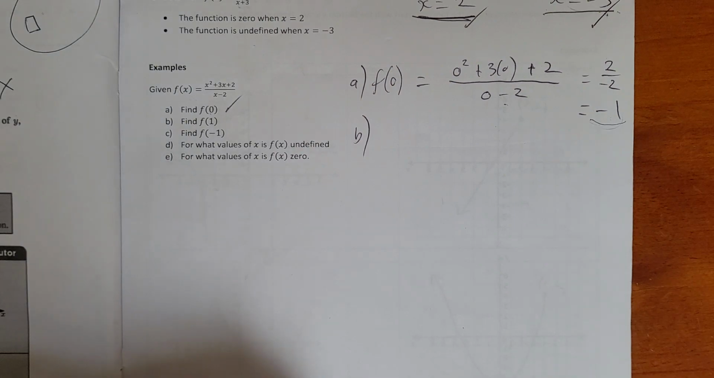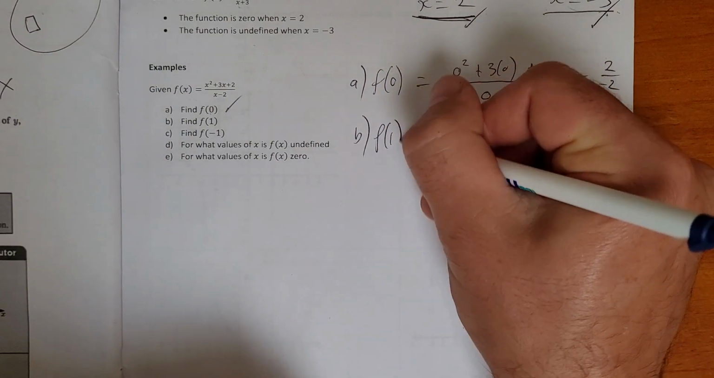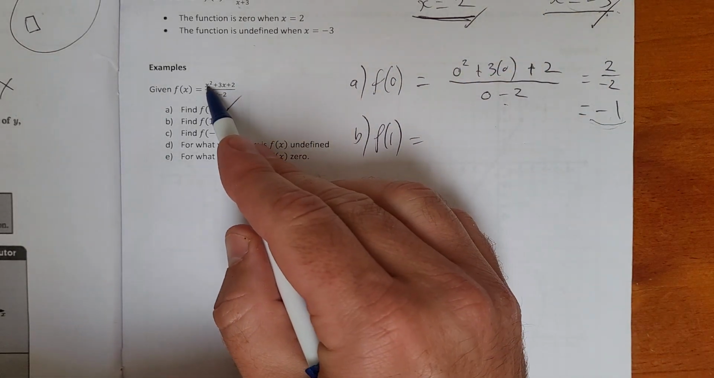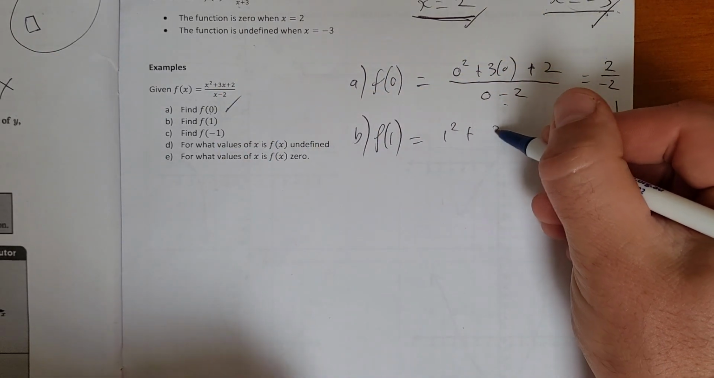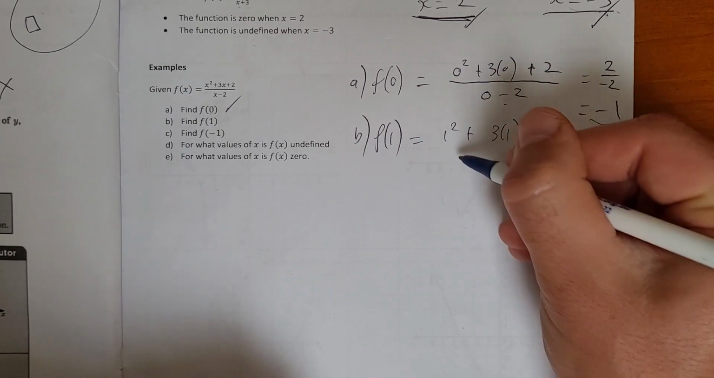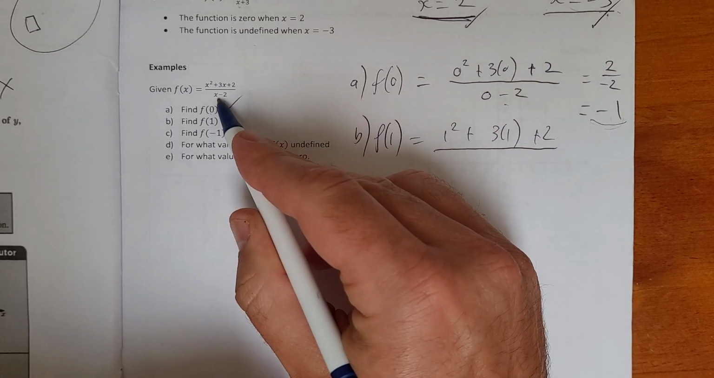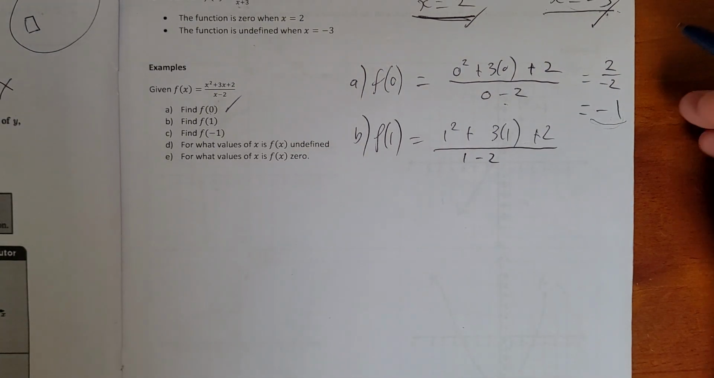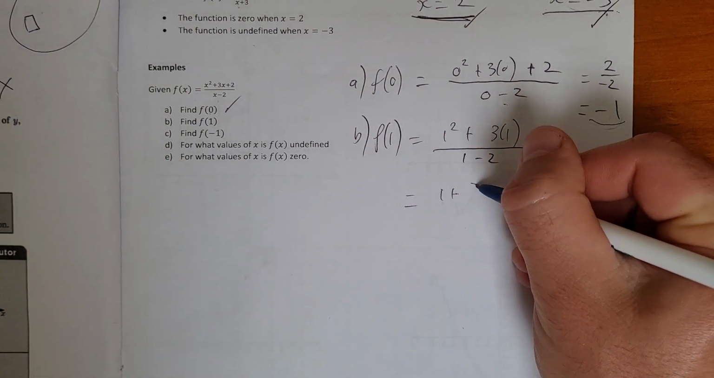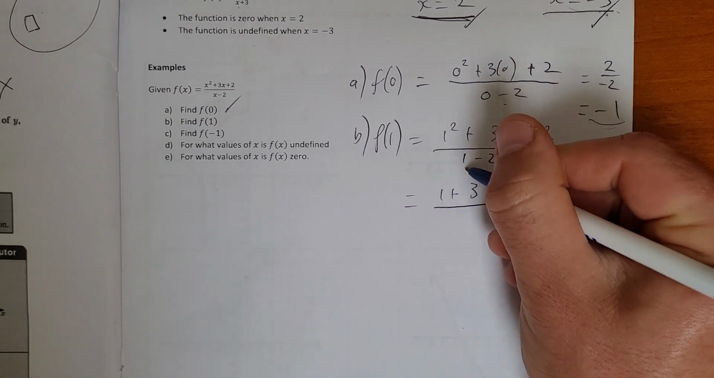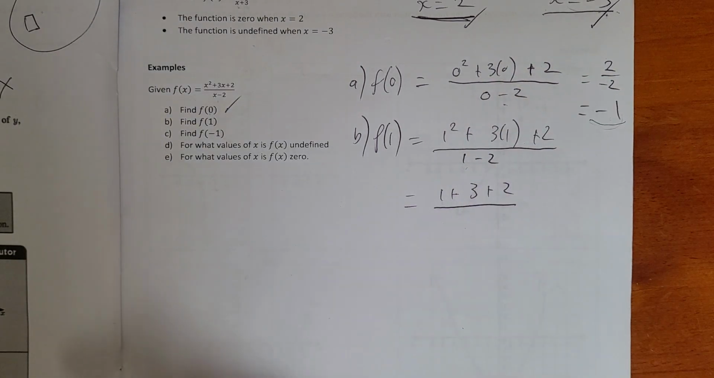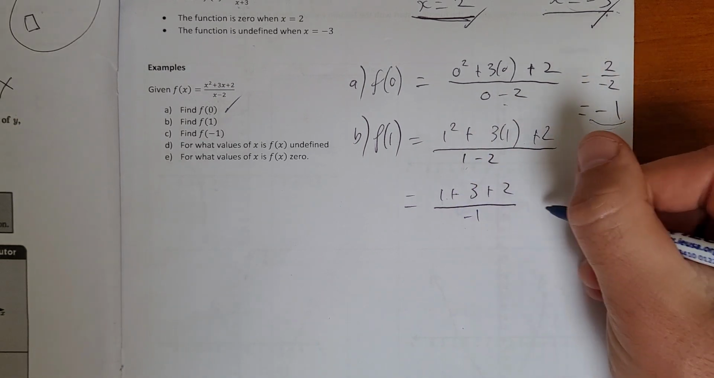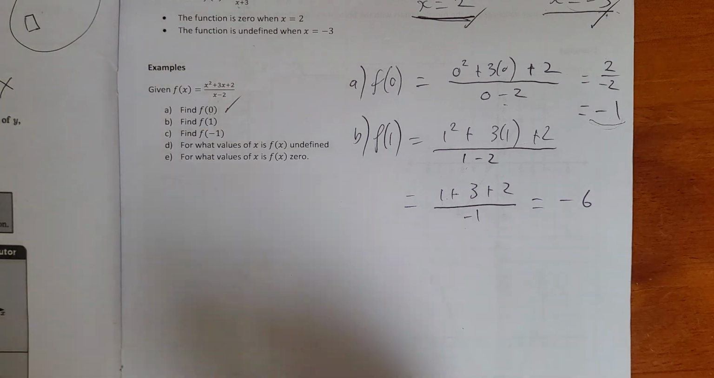It says find f of 1. So f of 1 means we're going to put the number 1 everywhere there's an x. So we're going to have 1 squared plus 3 times 1 plus 2, divided by 1 take 2. And so this we're just going to have to simplify slowly. We've got at the top 1 plus 3 plus 2, and at the bottom we've got 1 take away 2. Now 1 take away 2 is going to be minus 1. So 4, 5, 6. 6 divided by minus 1 will be minus 6.